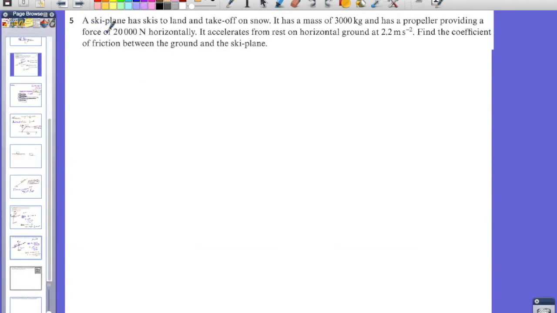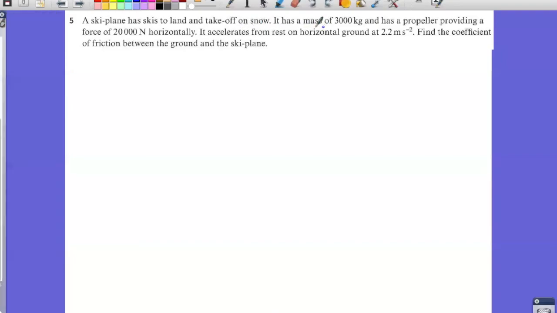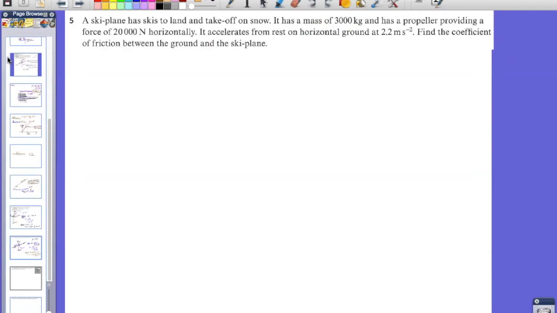A ski plane has skis to land and take off on snow. It has mass of 3,000 kilograms and has a propeller providing a force of 20,000 newtons horizontally. It accelerates from rest on horizontal ground at 2.2 meters per second squared. Find the coefficient of friction between the ground and the ski.